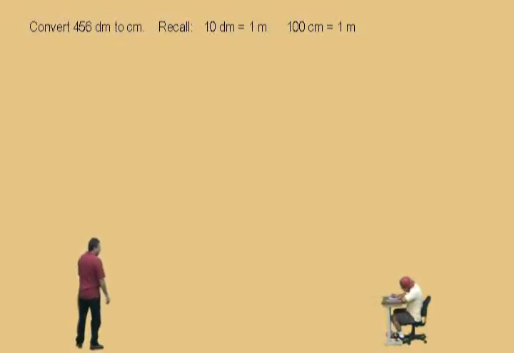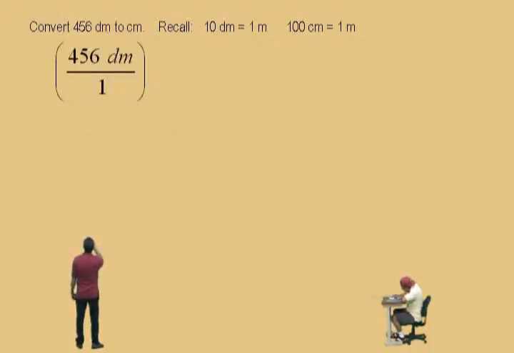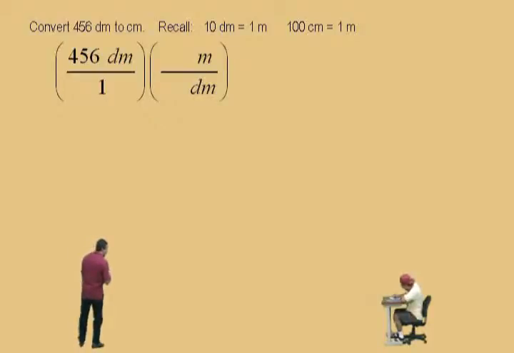Okay, so here we go, Charlie. Here we're going to write a ratio, 456 decimeters over 1. And now we're going to convert those decimeters to what, Charlie? Meters, using the fact that 10 decimeters is 1 meter. Notice we put the decimeters on the bottom because we want those to cancel. Now remember, 1 meter is on top, 10 decimeters is on the bottom, because 1 meter is 10 decimeters, and those decimeters do cancel.